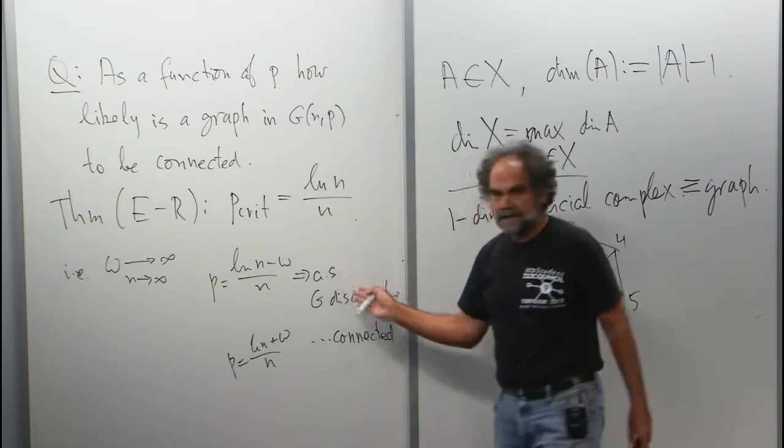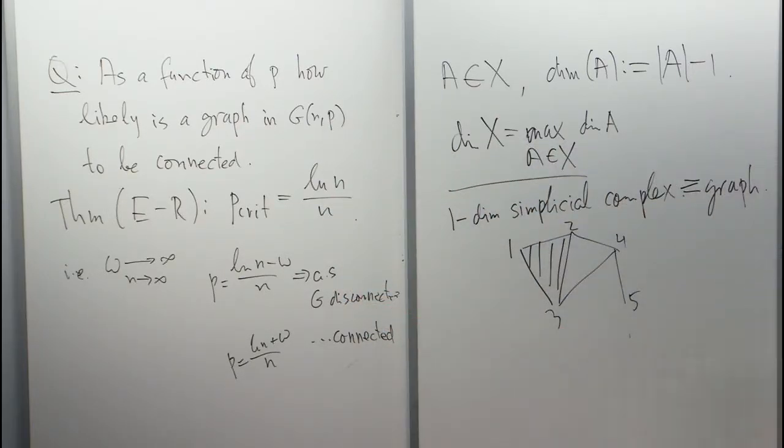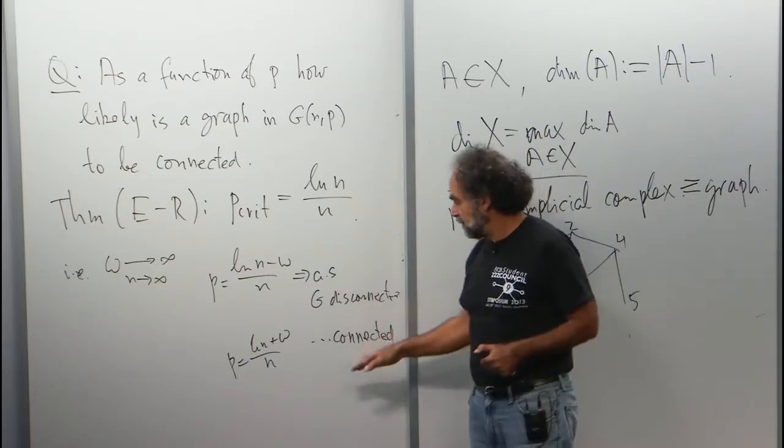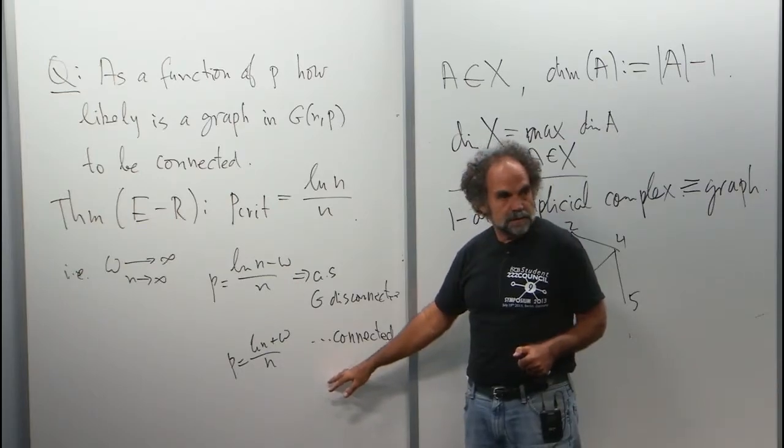The first part is really easy. Because from coupon collector, you see that if p is smaller than ln n over n, then not only is the graph disconnected, it has isolated vertices. So that's very easy. And what requires some work, but by now it's really fairly easy, is to show this.